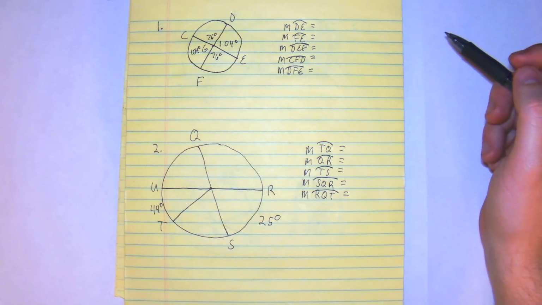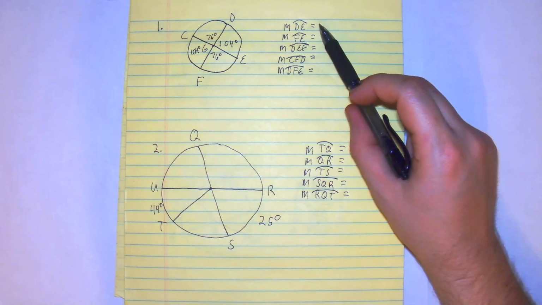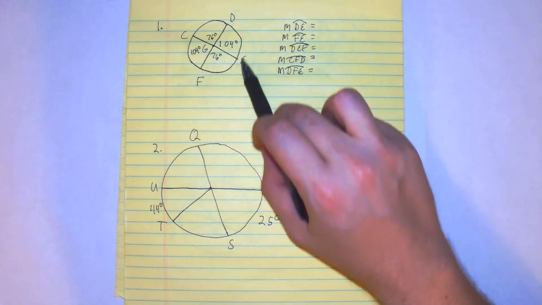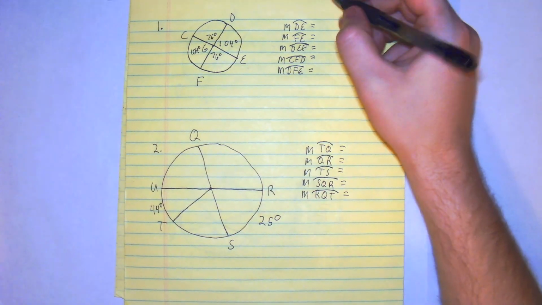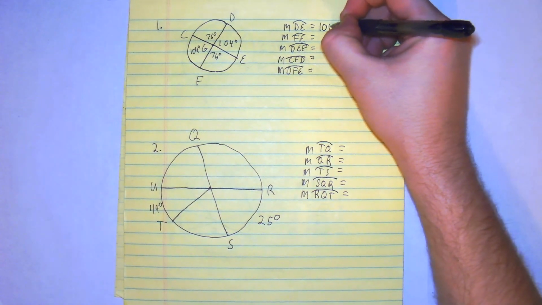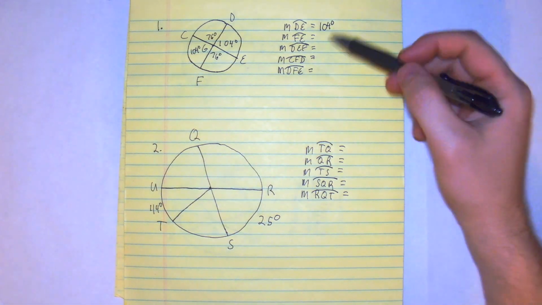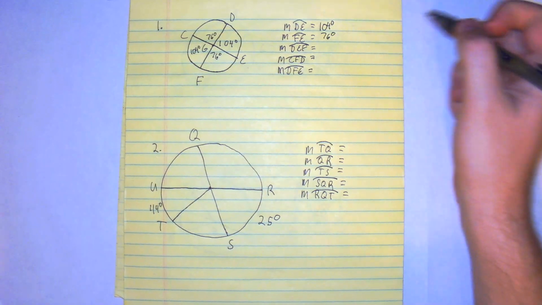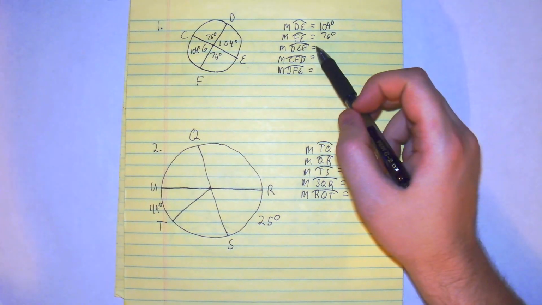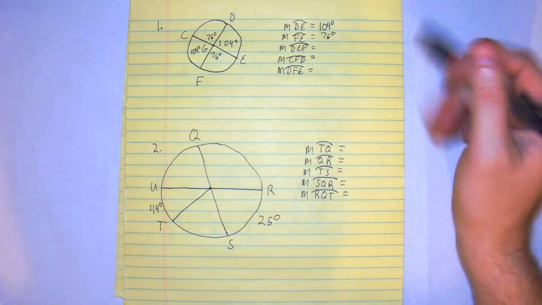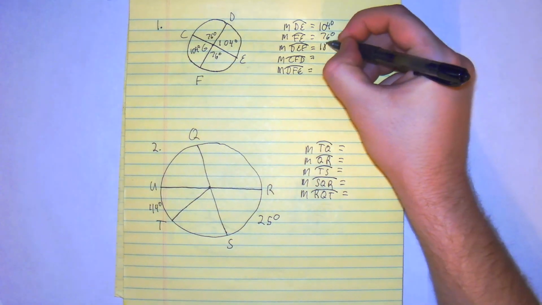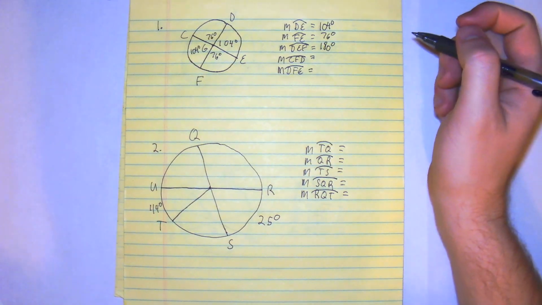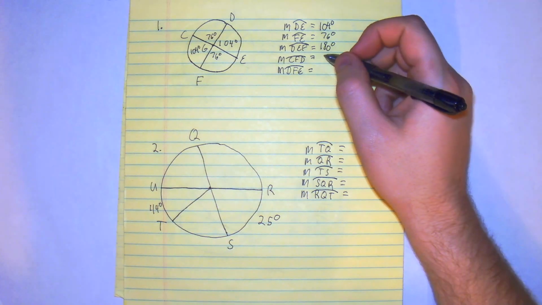Alright, we found all the angles, so let's find the measure of the arcs. So what we have here, the measure of arc DE, that's going to be 104 degrees. Then we have the measure of FE, which would be 76 degrees. We have the measure of DEF, which would be 180 degrees. That'd be a semicircle.